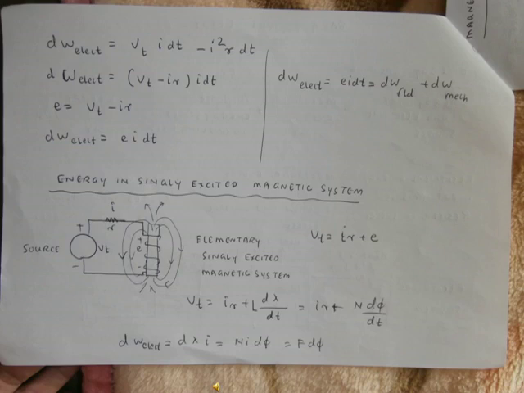Therefore, this is the elementary singly excited magnetic system. When we connect the electrical supply source, the current flows and produces magnetic flux. For this diagram we can write the equation Vt equals IR plus E. The terminal voltage equals the current multiplied by the resistance plus the voltage across the magnetic field. We can also expand it: Vt equals IR plus d lambda by dt, and also IR plus N d phi by dt. In this case dWe equals i d lambda equals N i d phi equals F d phi. Those are the equations for the energy in a singly excited magnetic system.